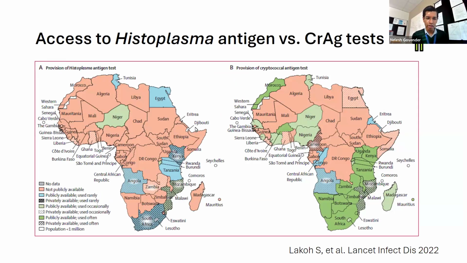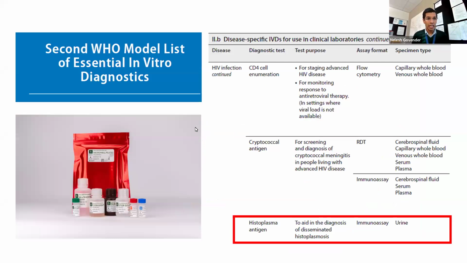the map on the right shows you access to cryptoantigen tests, and the map on the left, histoplasma antigen. You can see really just from a color coding point of view that the crypto test is much more widespread, much more easily available. A lot needs to be done before the histoplasma antigen assay will become available. It is on the model list of essential in vitro diagnostics. WHO included this on the EDL, I think it was 3 or 4 years ago. No, in 2020, actually.